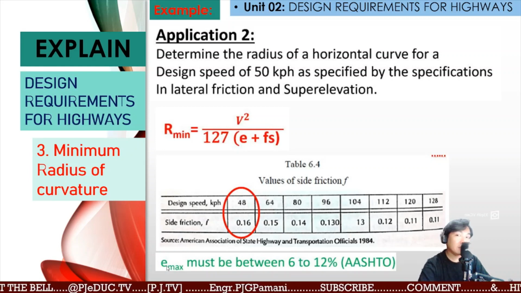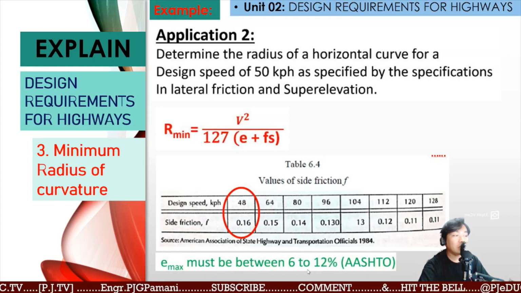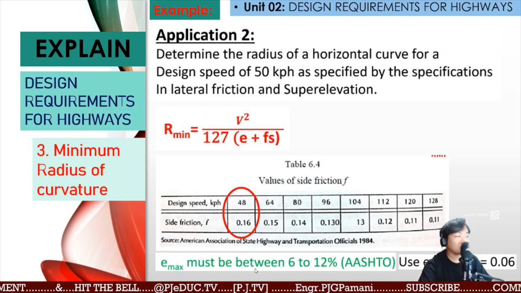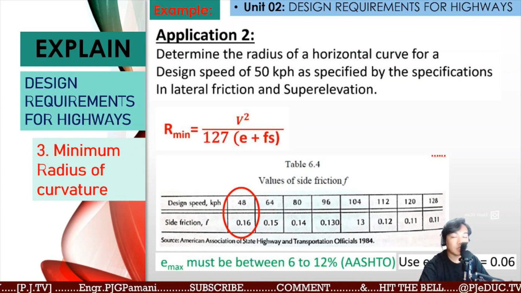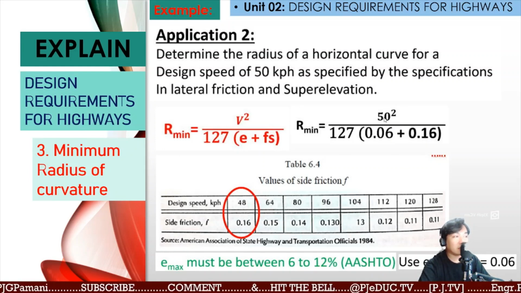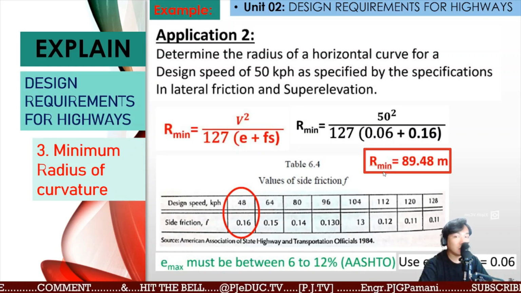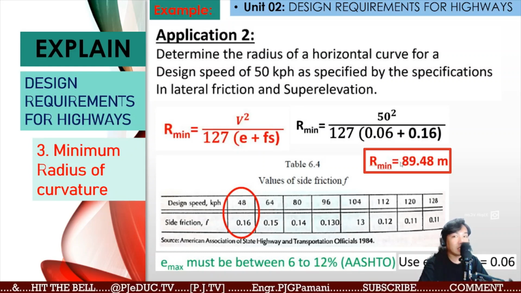Okay? The maximum super elevation e must be between 0.6 to 12% as required by AASHTO for the maximum super elevation. So, we are going to use between 6 to 12. So, let's use the minimum of 6%, which is 0.06. Substitute, 50 kph is found on this column under 48. So, we will use the friction of 0.16. So, 127 times minimum super elevation 0.06 plus 0.16 gives us a minimum radius of curvature at 89.48 meters.